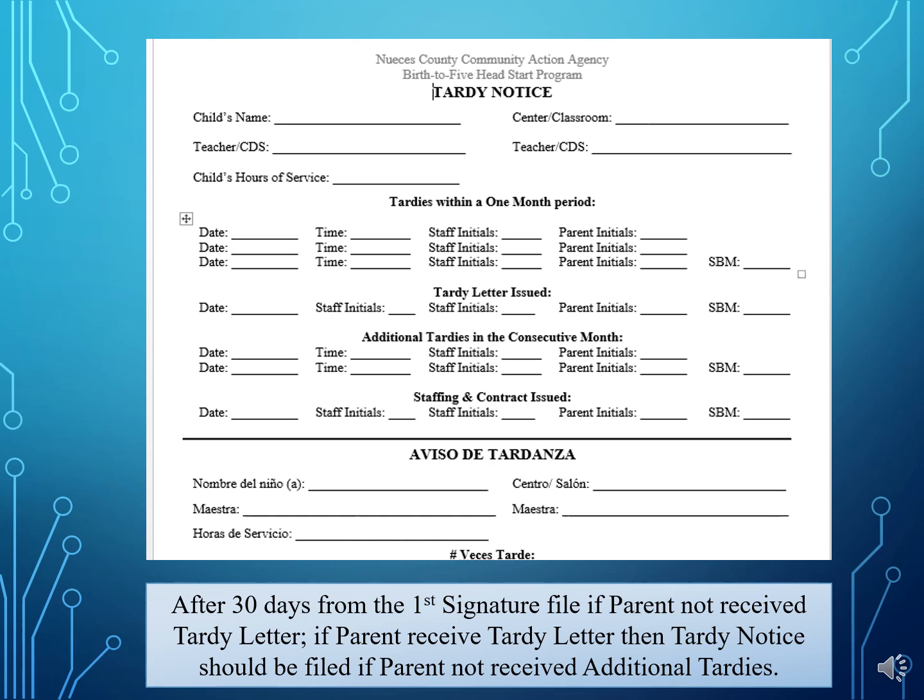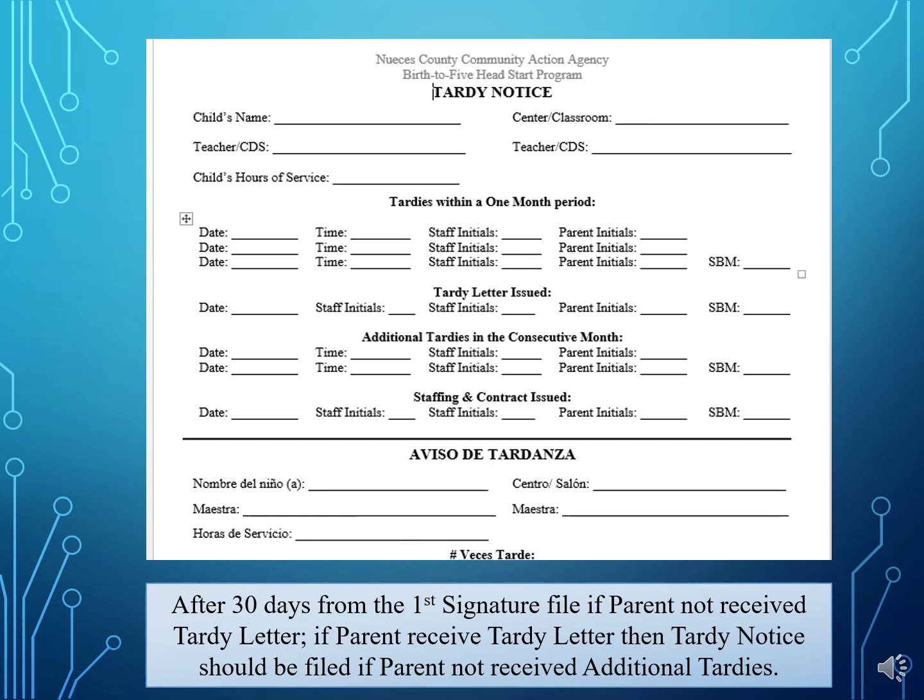So we'll discuss the tardy notice. Remember that after 30 days from the first signature filed, if the parent has not received a tardy letter, then this form should be filed in the child's record. If the parent has received a tardy letter that was issued to them for the child, then you may continue to use this form for additional tardies. Remember, you start counting your 30 days from the first day of the signature.